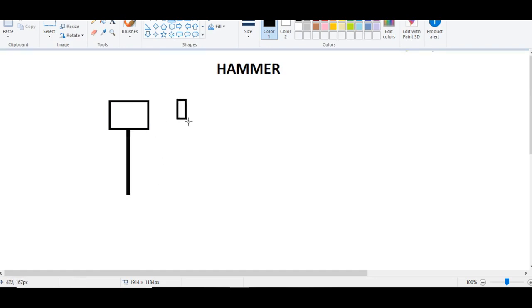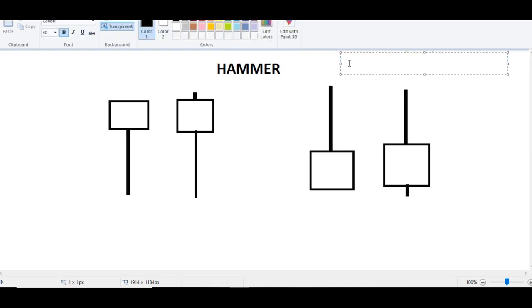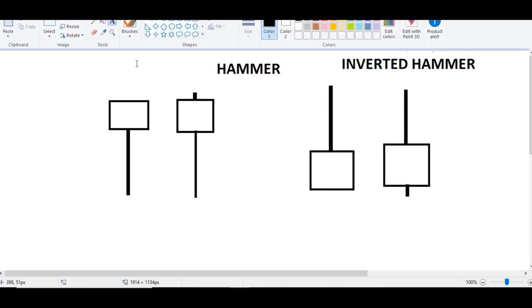Okay, it can look like this. It can also look like this with a wick at the top end. Okay, and now we also have inverted hammers. The complete flip side. Okay, these can also be called pin bars, right? But for simplicity's sake, let's just name them hammers.